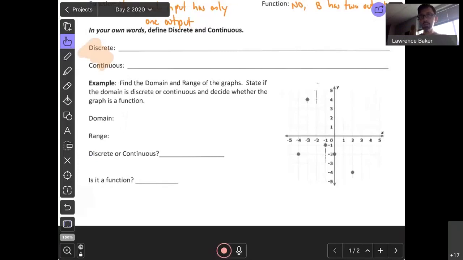Usually discrete versus continuous is really visual, so it's usually really easy to see. When I'm looking at this graph and I'm saying, oh, it's just a bunch of dots, right? Well, that means it's discrete.